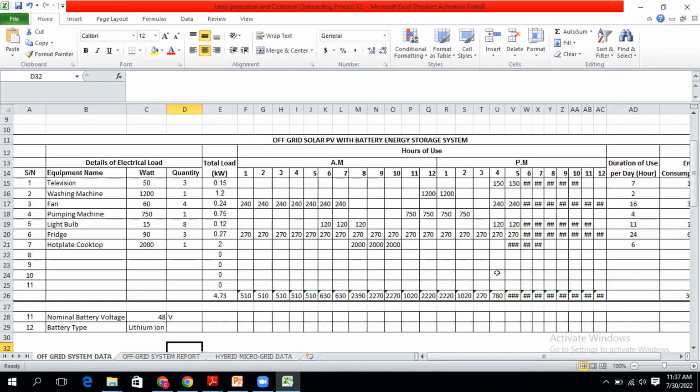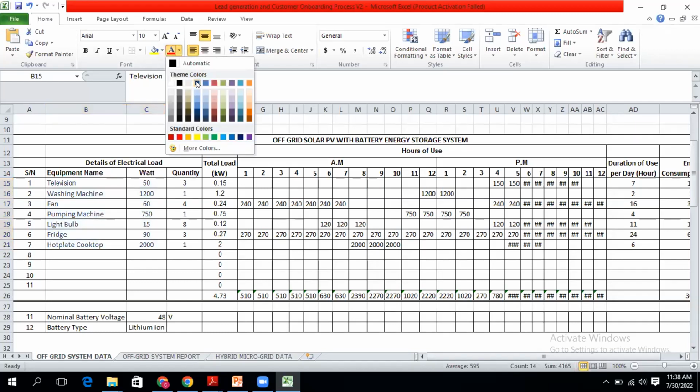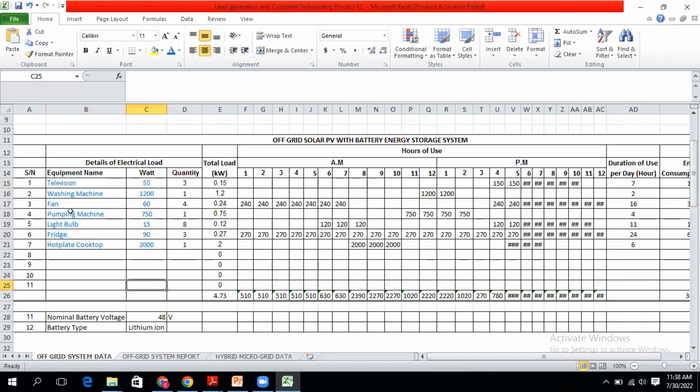So the purpose of this Excel is just to make the whole design work easy. And like I said, remember when we started, we talked about the energy audit. You need to know the load that you need to power. So this is an example of that. You need to put the load here. Now, all these parts, let me put them in blue. Now you need to put the load that needs to be powered. You need to put their wattages. You need to put their quantity.